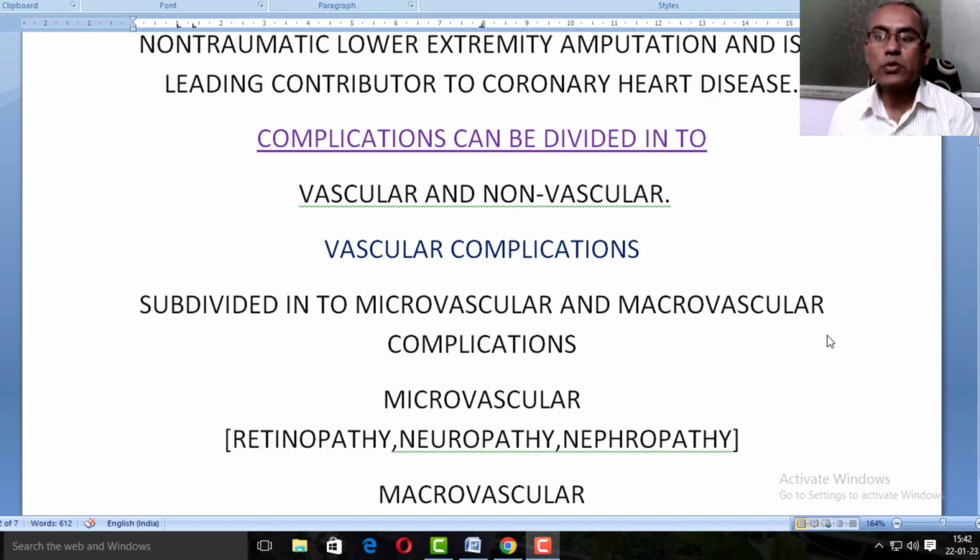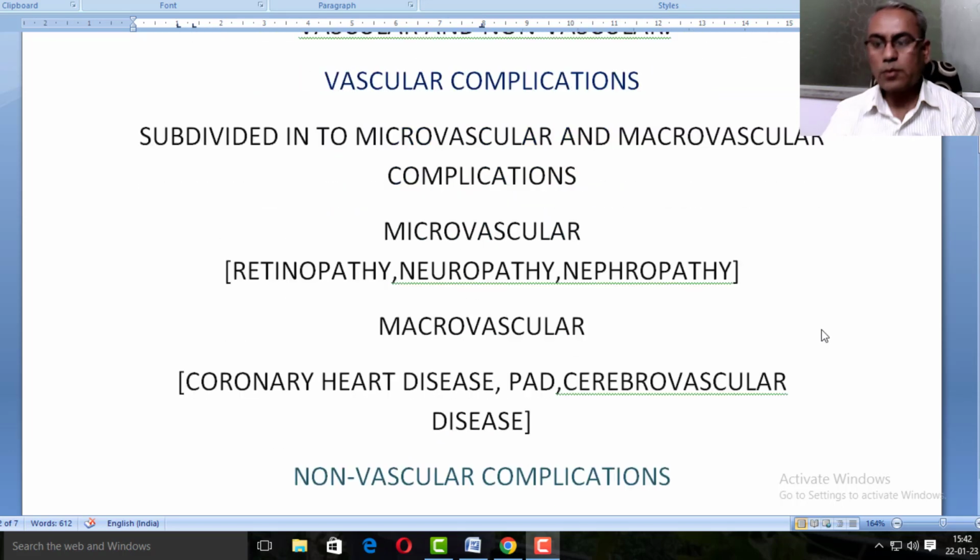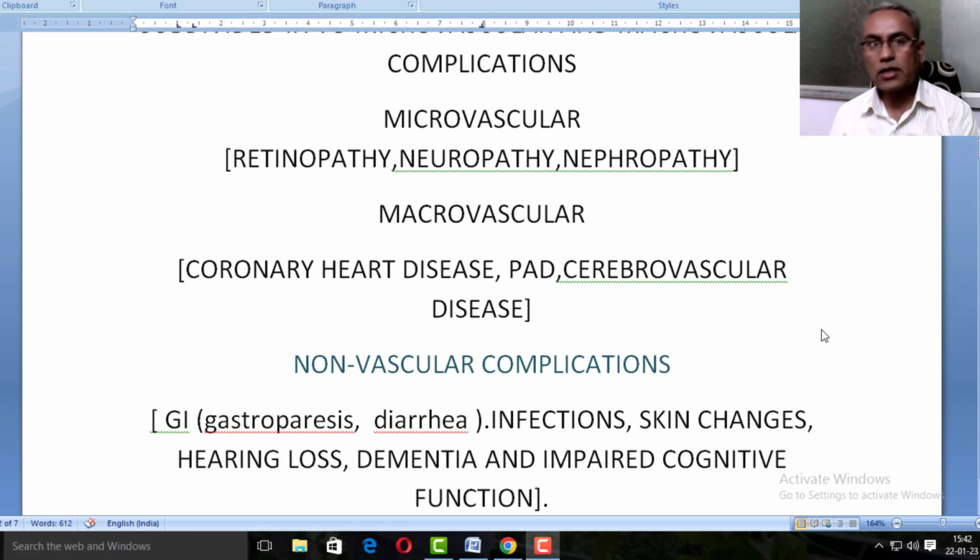Complications can be divided into vascular and non-vascular. Vascular complications are further subdivided into microvascular complications and macrovascular complications. Microvascular complications are retinopathy, nephropathy, neuropathy. Macrovascular complications are coronary heart disease, peripheral arterial disease, cerebrovascular disease.